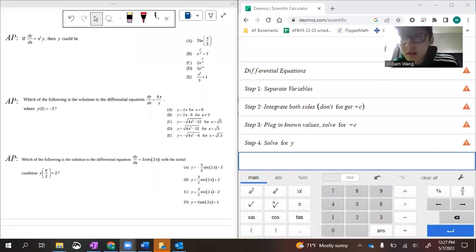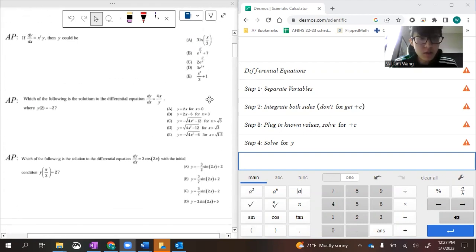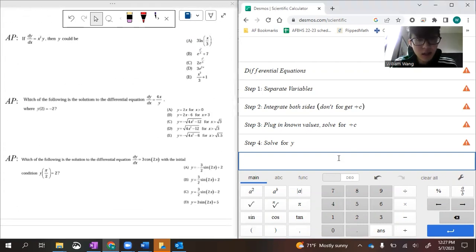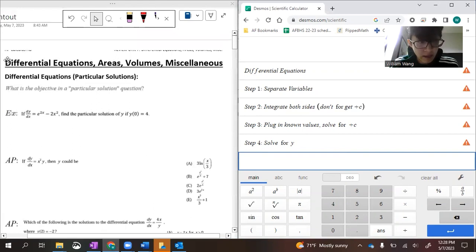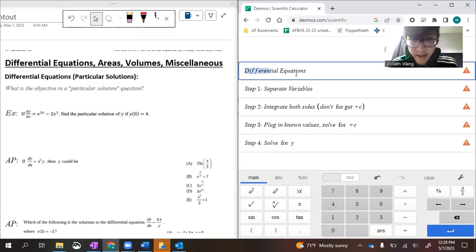Hello, AP Calculus students. So we are on to the final packet, which is packet 7. I know some of you have already finished this packet, so hopefully you can use this to check your answers and it's useful. This packet covers differential equations, which I have these steps written on here already.